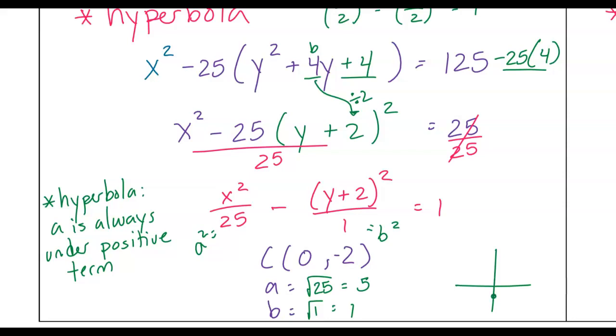That's here. And because it's horizontal, I count my a value left and right. So I go to the left 5 and to the right 5. Those are my vertices. And I would go up 1, down 1. And remember, that's what creates my hyperbolic box that my asymptotes go through. Any questions on this one? Kind of drew it very badly.